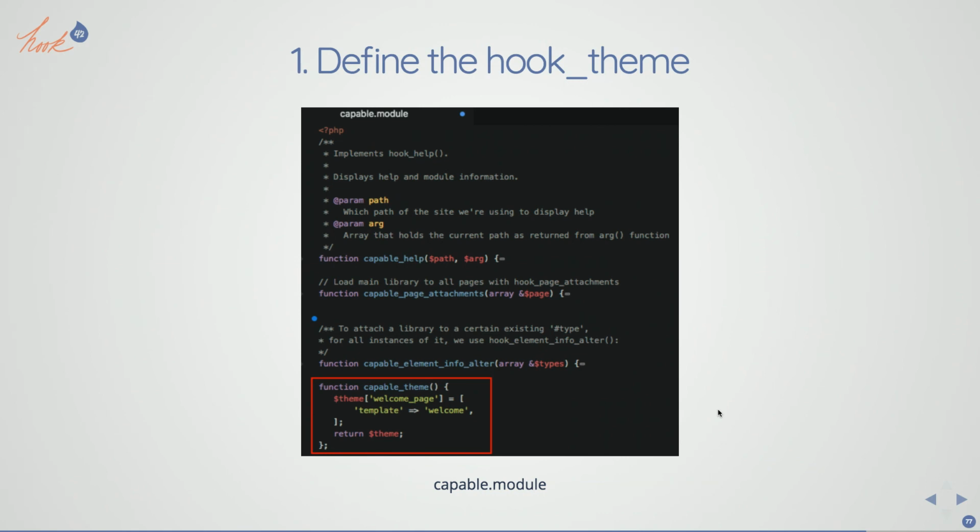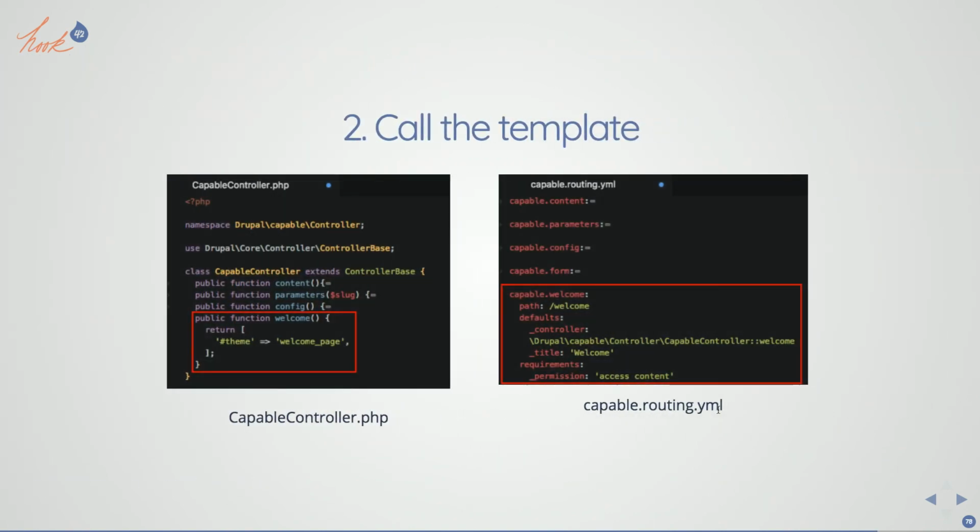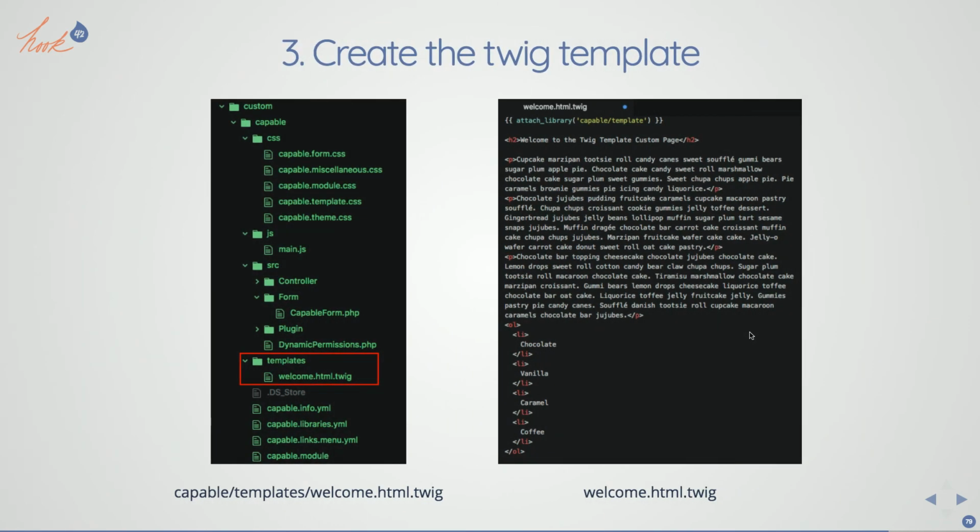This is a hook in our module file because that's where hooks live. And then we're going to call this template in our controller and in our routing file because those two files love each other. We're going to name this function welcome, and we're just going to return a theme called the welcome page. And then in our routing file, when the user hits the page welcome, we're going to call this controller welcome, and it's going to pull that theme. And it all works because you have created a template called welcome.